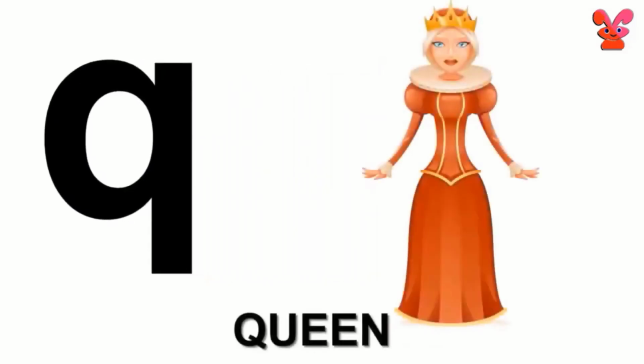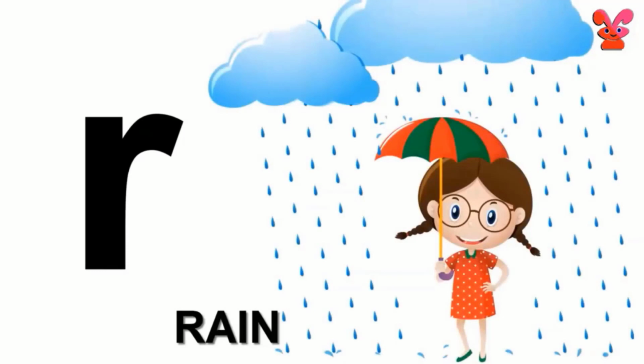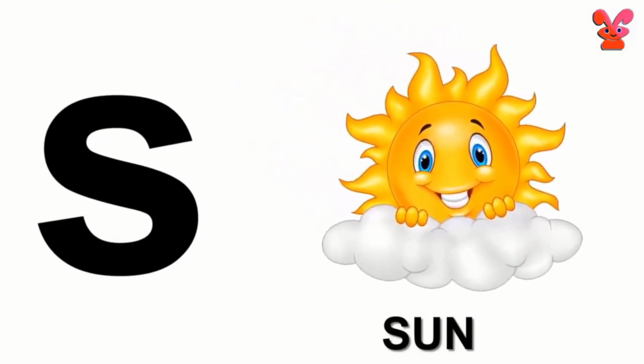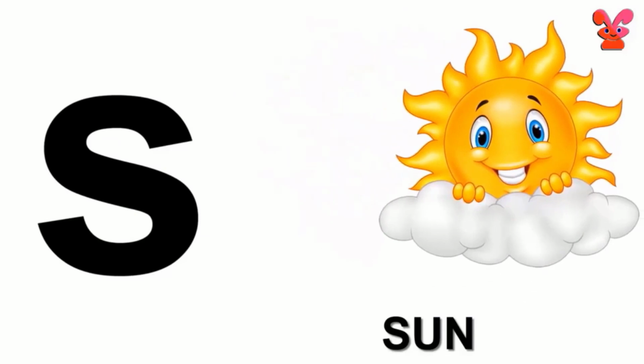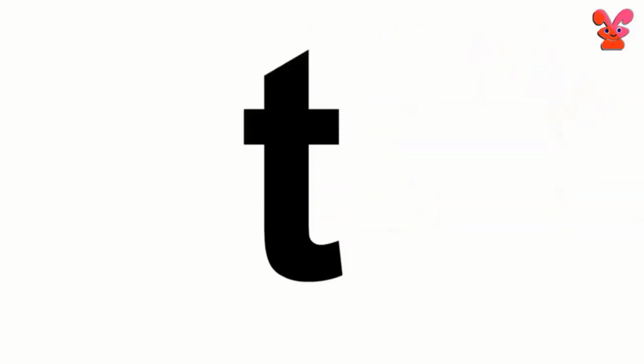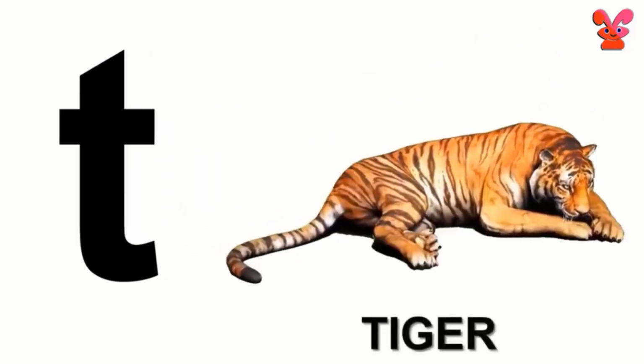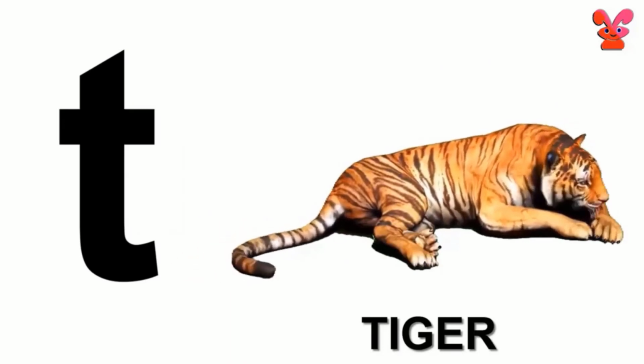Q. Q for queen, Q-U-E-E-N, queen. R. R for rain, R-A-I-N, rain. S. S for sun, S-U-N, sun. T. T for tiger, T-I-G-E-R, tiger.